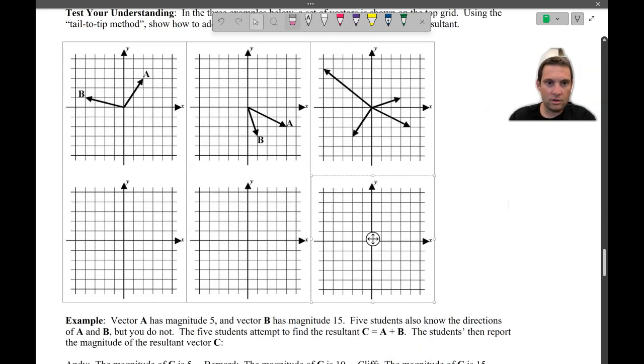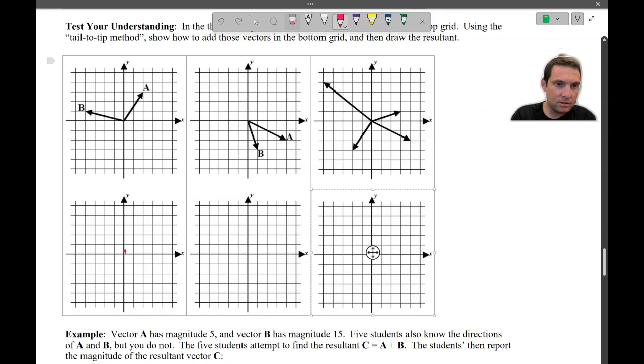Using the tip-to-tail method, show how these vectors can be added. And then draw the resultant. So vector A goes up 3 and to the right 2. Vector B goes up 1 and left 1, 2, 3, 4.